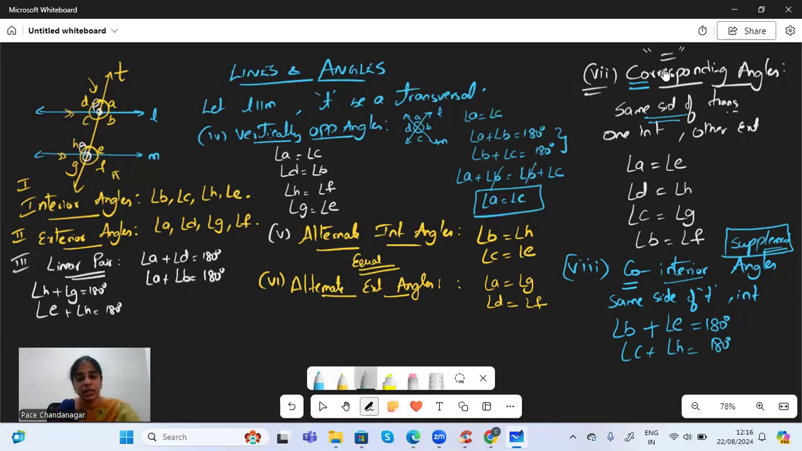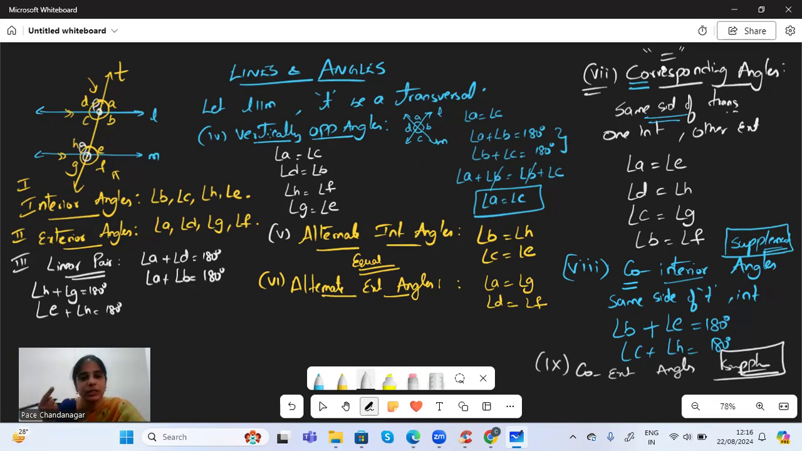Now coming to the last set, the 9th one. As I said, Navaratnalu, all 9 gems of the lines and angles chapter is what we are dealing with, isn't it? Now coming to co-exterior angles. In the same way, co-exterior angles are also supplementary. Clear? They also lie on the same side. If the word starts with co, they lie on the same side of the transversal and they are exterior angles. Now tell me what are the exterior angles?